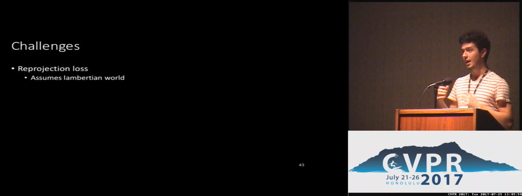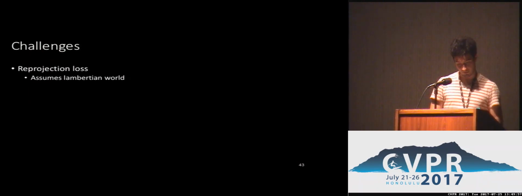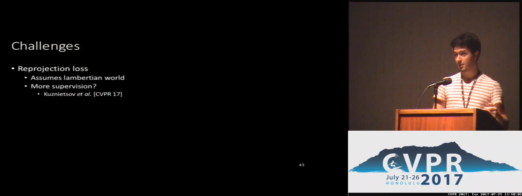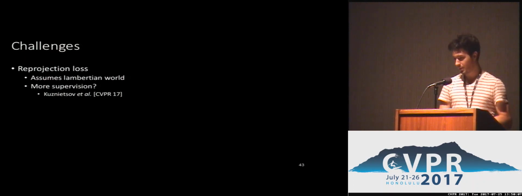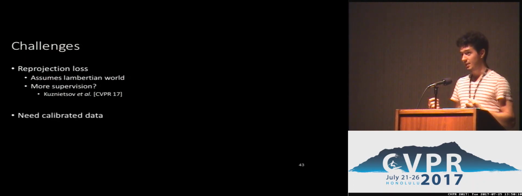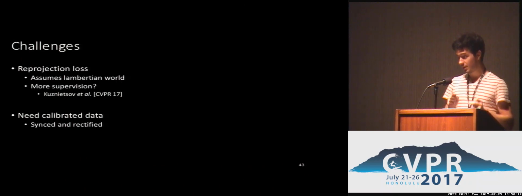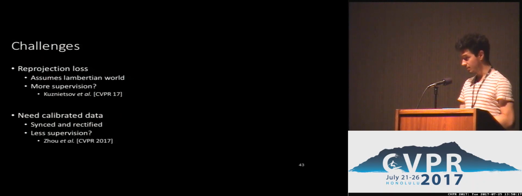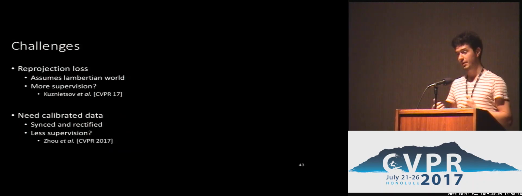So there are a few things to know about our method. Because we're based on a reprojection loss, it means that everything that is not Lambertian will have unreliable depths. This could be solved with more supervision, which actually was studied by a paper which was presented 2 days ago, subsequent work. We also need calibrated data, which means that it needs to be synchronized and rectified. However, if that's too much for you, then you should stay for the next talk where they used less supervision at the expense of reconstruction quality.